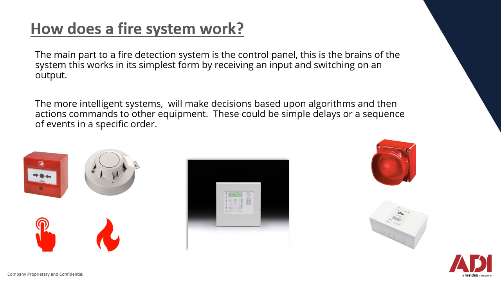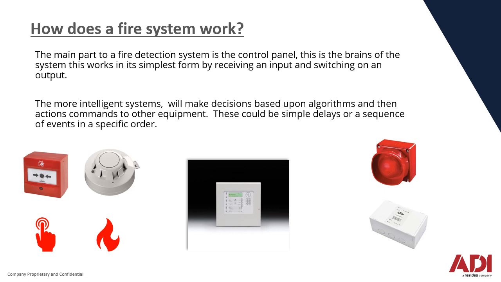So how does a fire detection system work? The main part of a fire detection system is the control panel. This is the brains of the system. This works in its simplest form by receiving an input and switching on an output. The more intelligent systems will make decisions based upon algorithms and then action commands to other equipment.